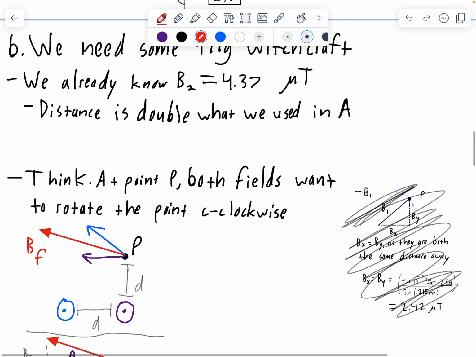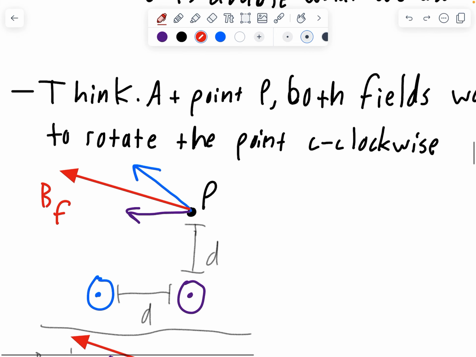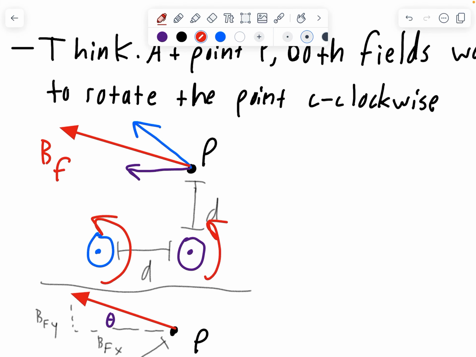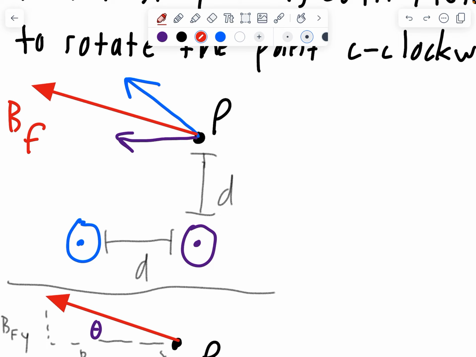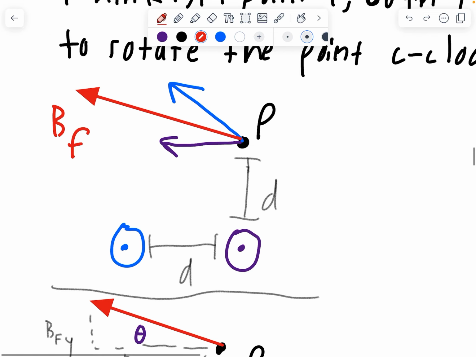Anyways, think about point P: both fields want to rotate the point counterclockwise. You can see this purple one is perfectly above the wire, so it wants to go straight left. Whereas this one is not straight above the wire, so it points about 45 degrees northwest. So that's where the blue comes from, that's where the purple comes from, and then BF is my resulting magnetic field.